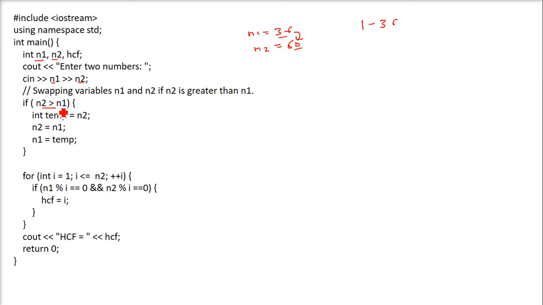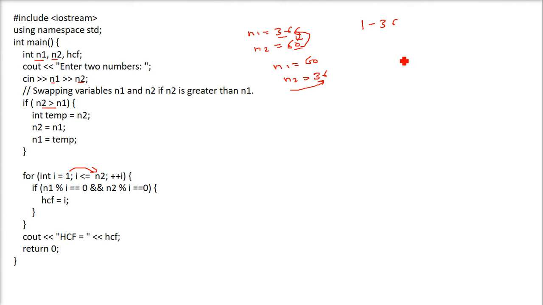If N2 is greater than N1, we need to change the places. That is, now we want N1 as 60 and N2 as 36. This is the only logic, just because we want to go from 1 to N2, that is 1 to the lesser number. We don't want to go up till 60. So that is why we checked whether N2 is greater than N1. If it is, then we replace it. We take a temporary variable and swap.